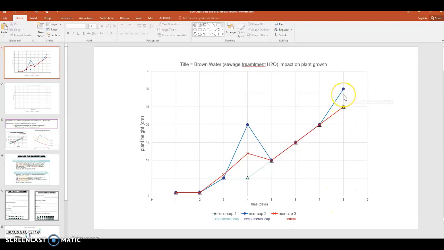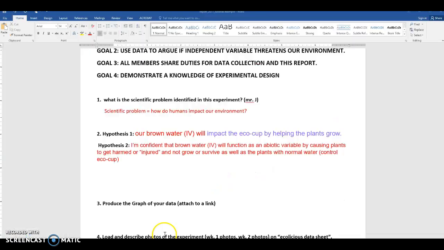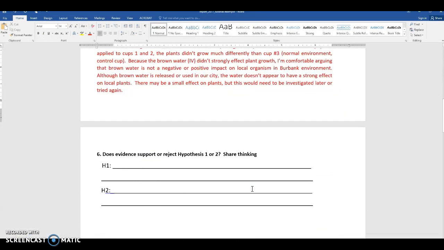But on day 8, our final measurement, I have found that EcoCup 2 was a little taller on average. Their average height is 30 centimeters, 5 centimeters taller than the 2 other cups. So it's hard to say if brown water does help the plants grow, because we have one plant that received some and it didn't grow any better than the control cup that had normal water. But because EcoCup 2 does seem to be taller, we have an example of maybe it does, maybe it doesn't. I'm going to answer activity question 6 based on the fact that we have mixed results, okay? So let's go to question 6.